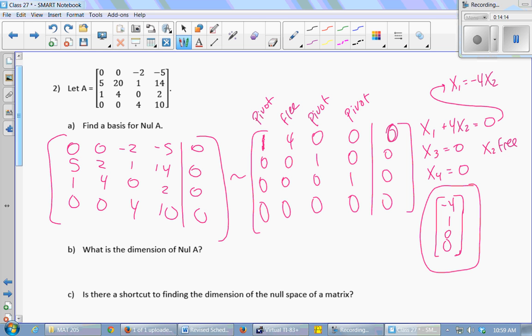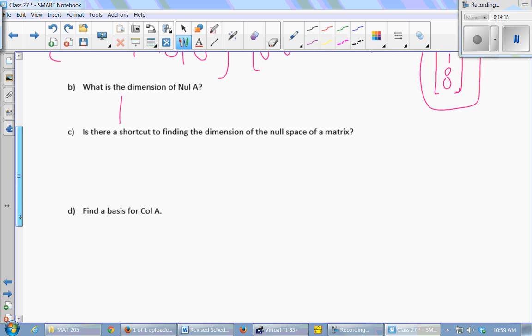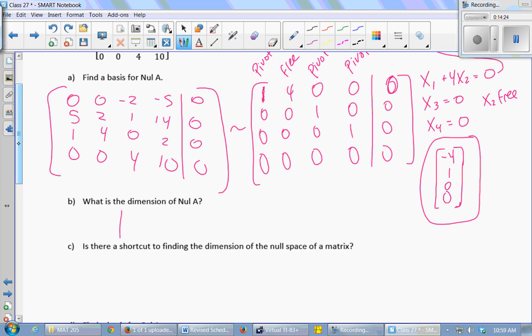So the shortcut is just the number of free variables. The dimension of the null space is 1, and you can come up with that by just looking at the number of free variables rather than coming up with the basis.